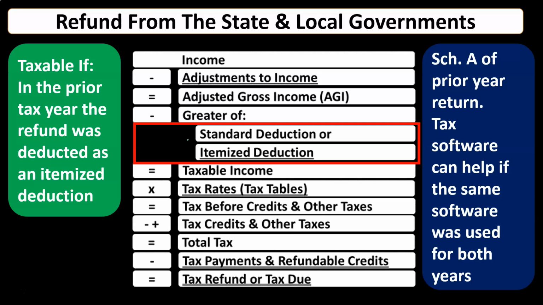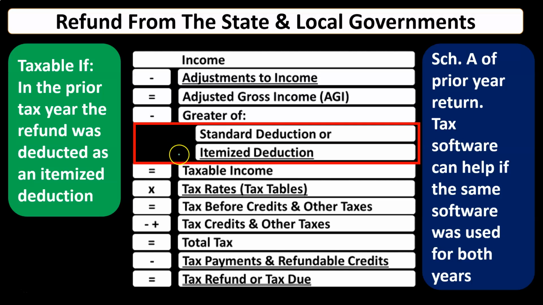So in other words, if someone took the standard deduction last year, then there's no question. If they got a refund, you don't have to include it in income, because if they took the standard deduction in 2019, then they didn't get any tax benefit from it, and you don't have to include it in income in that case.